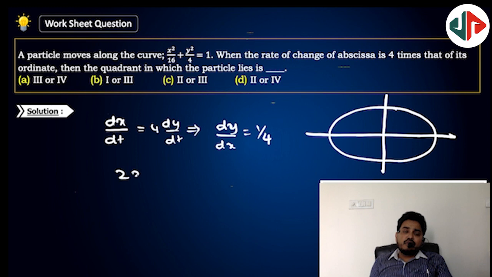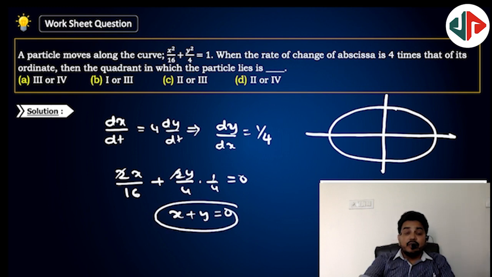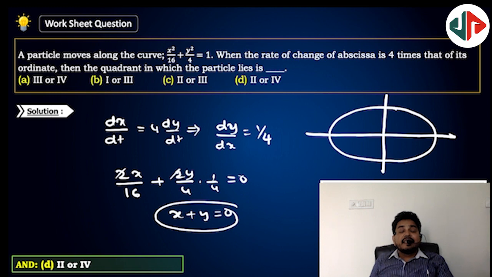Differentiate here: 2x by 16 plus 2y by 4 into dy by dx is equal to 0. The 2 cancels, so x plus y is equal to 0. So if x is positive, y is negative, and if y is positive, x is negative, so it should be in the second or fourth quadrant. The answer has to be the second or fourth quadrant.